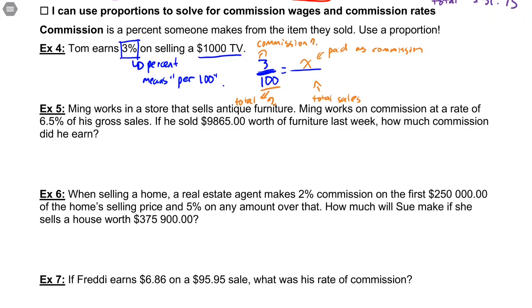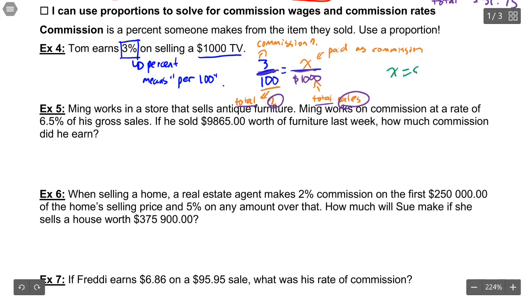Right, so that means that our top numbers are both commissions and our bottom numbers are both total numbers. In this case, total percentage, in this case, total sales. And our total sale in this case is $1,000. So we cross multiply and divide, and we get that X is $30. Not bad for selling one TV.